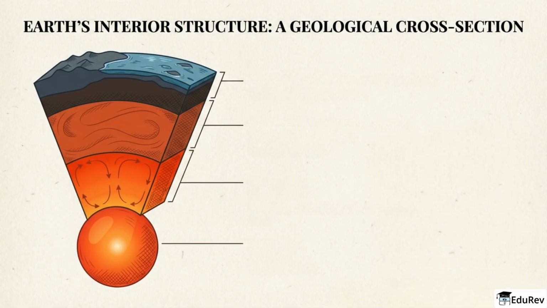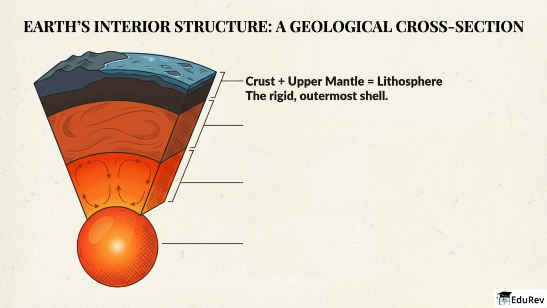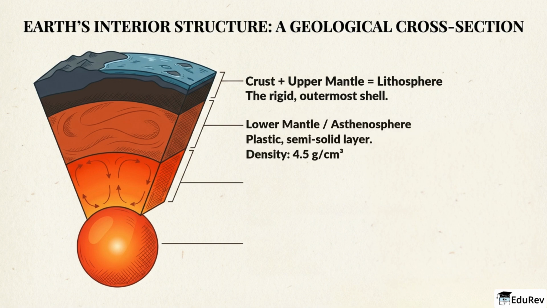Let's start with the Earth's interior structure, like a geological cross-section. The slide gives you a clean definition. Crust plus upper mantle together make the lithosphere. This is the rigid outermost shell. Below that, we have the lower mantle, also referred to here as the asthenosphere, described as a plastic semi-solid layer with density around 4.5 grams per cubic centimeter.